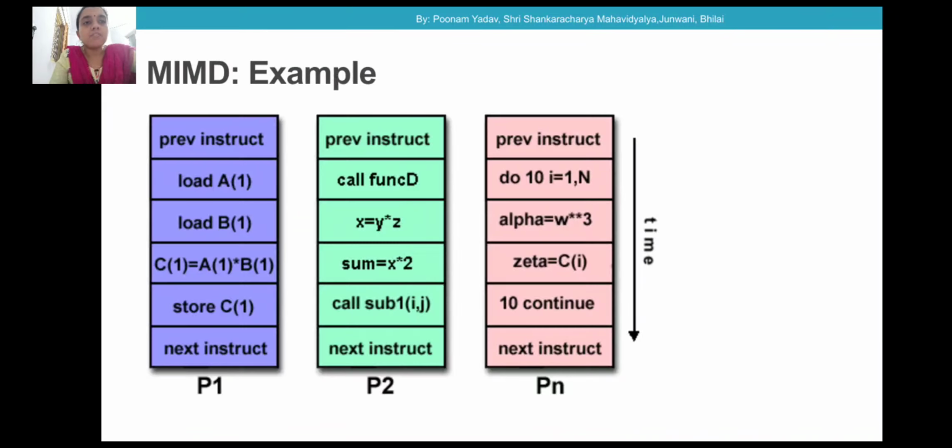Okay, as an example, you can see in this instruction the data is A1 and B1. They are loading A and B, A1 B1, then performing multiplication in this way. Okay, and in another processing element they are performing x equal to y into z, sum is equal to x into 2. Okay, so in this way different processing units perform different tasks on different types of data sets. Okay, so this is the concept of MIMD.